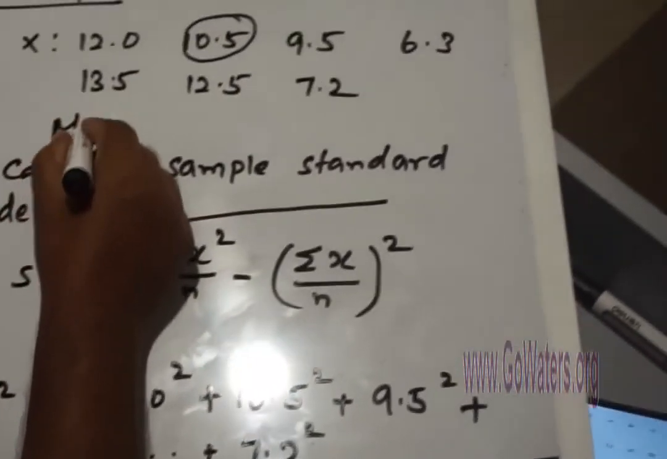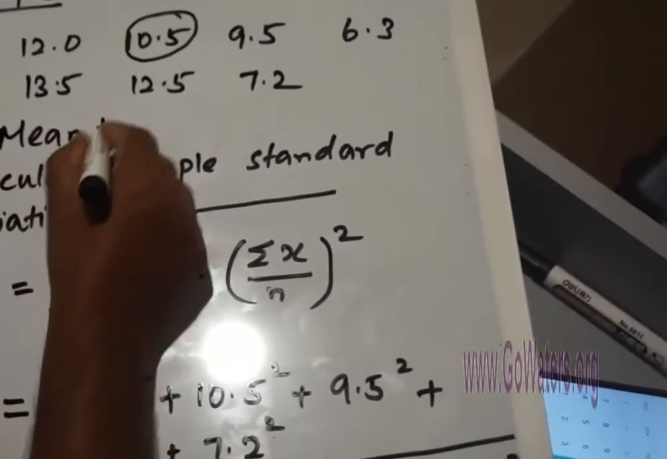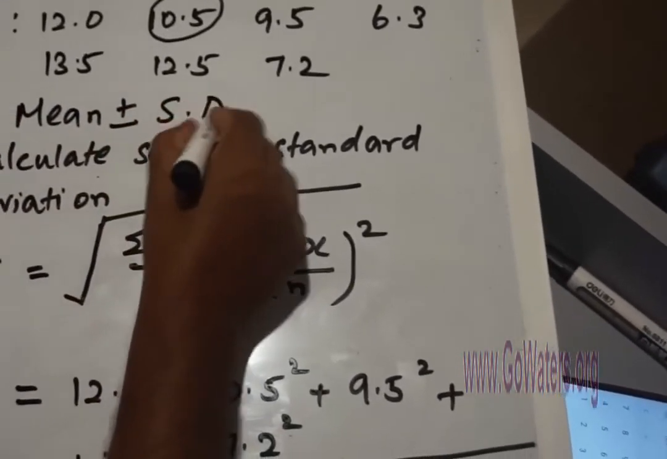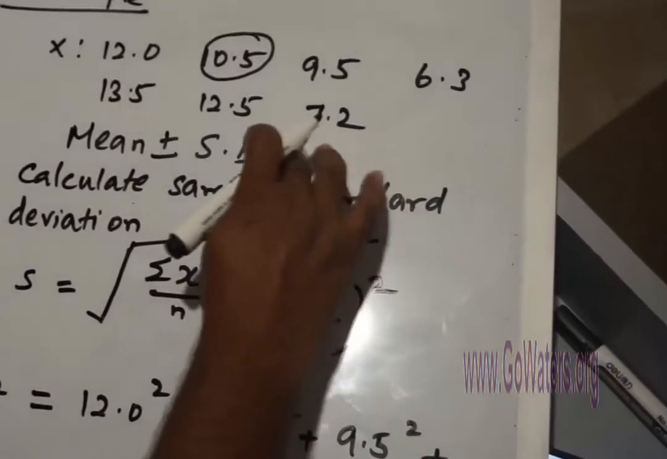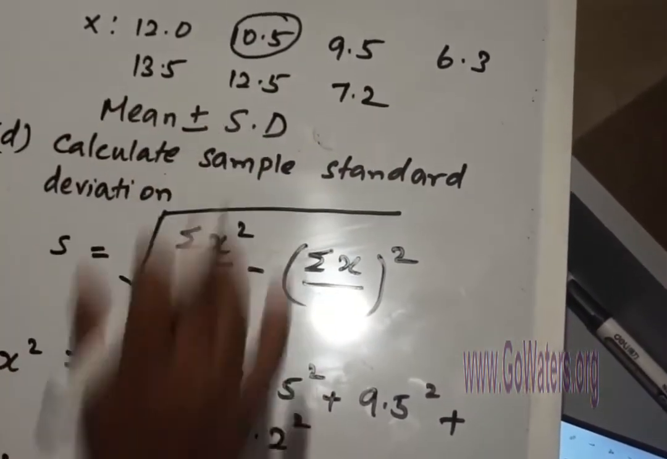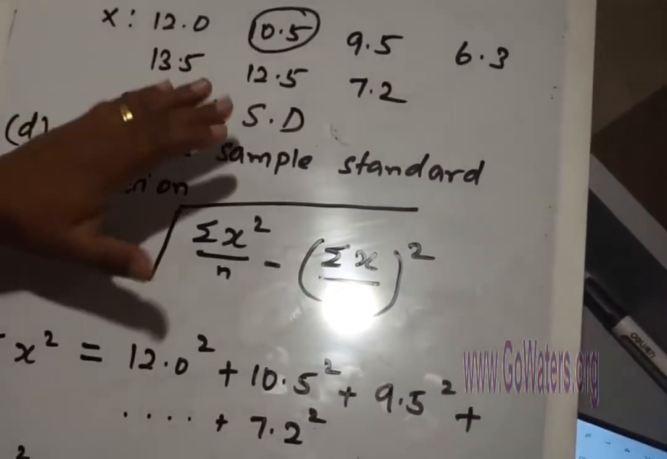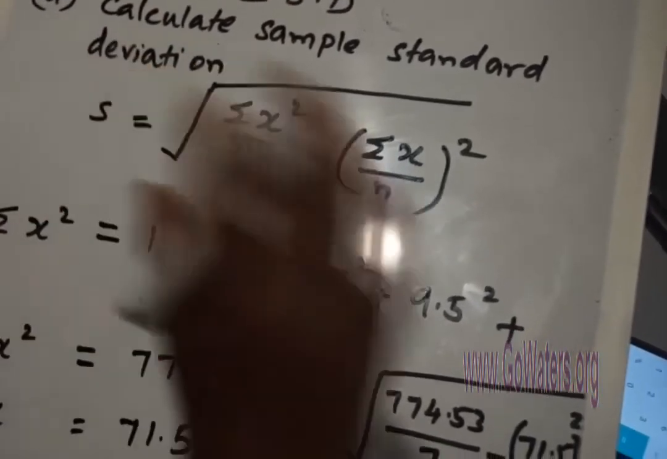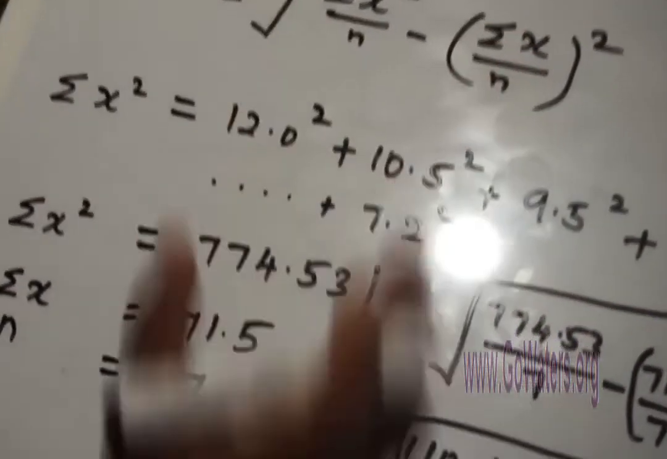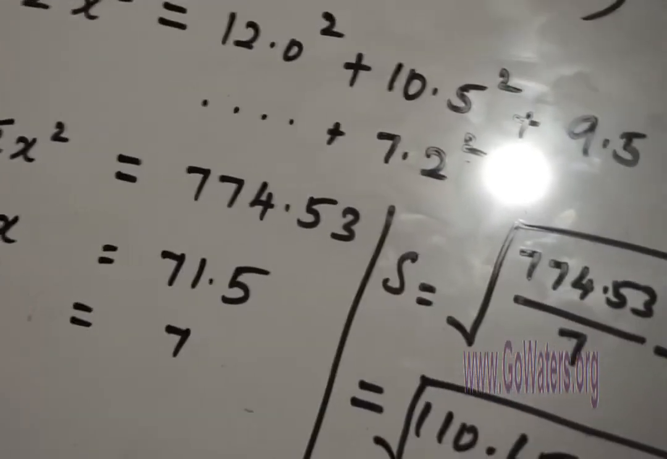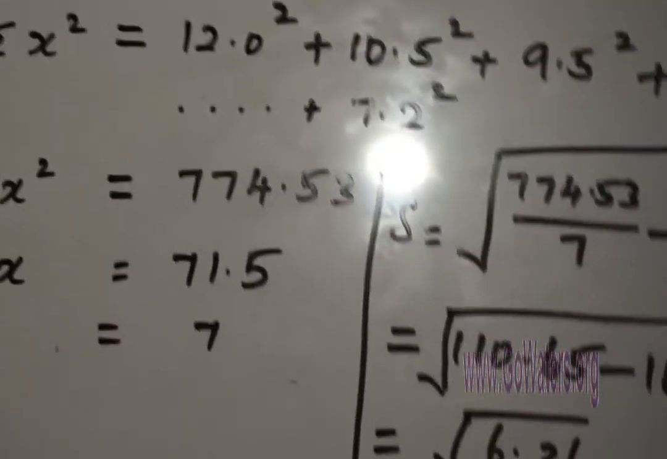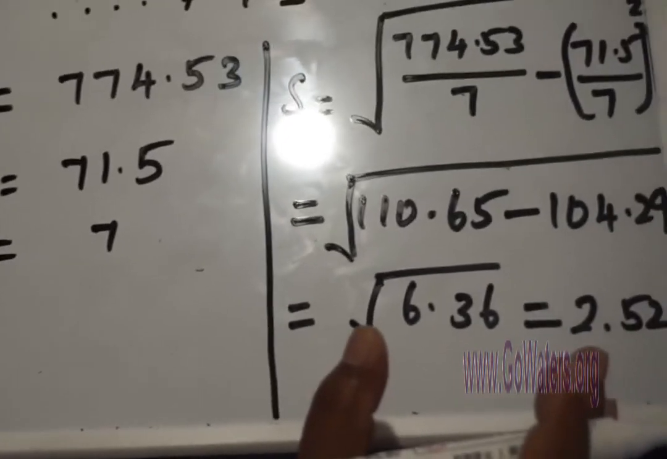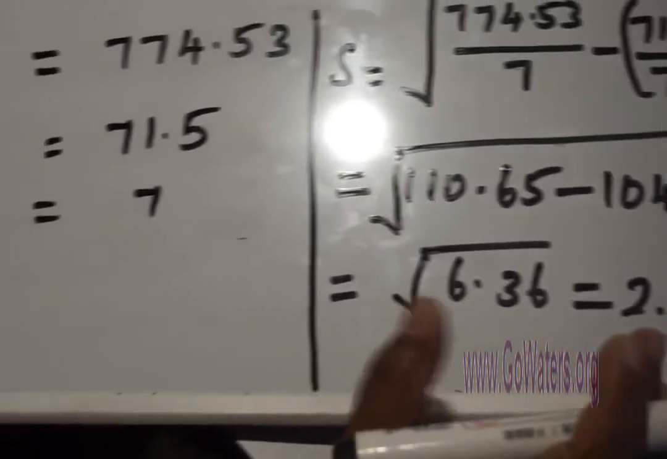So mean plus or minus standard deviation. So the whole data varies from the mean plus or minus the standard deviation, which is 2.52 years. So that is the overall distribution of the data, which is very important to present the incubation period in terms of mean plus or minus standard deviation.